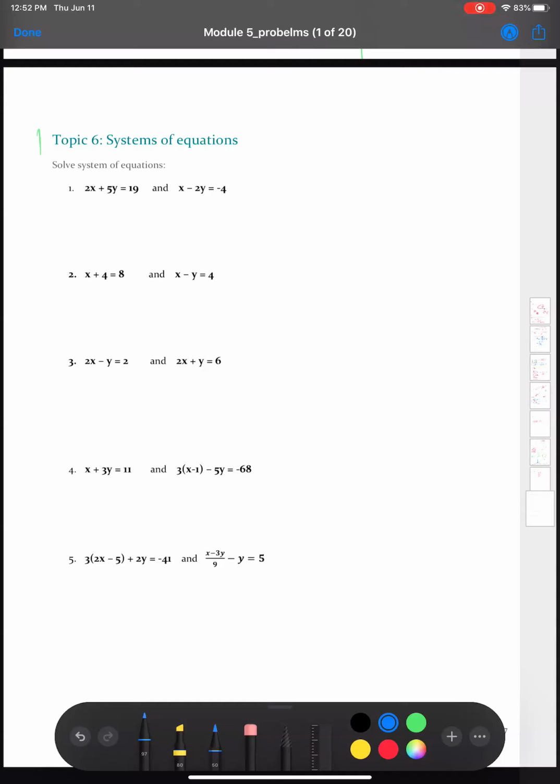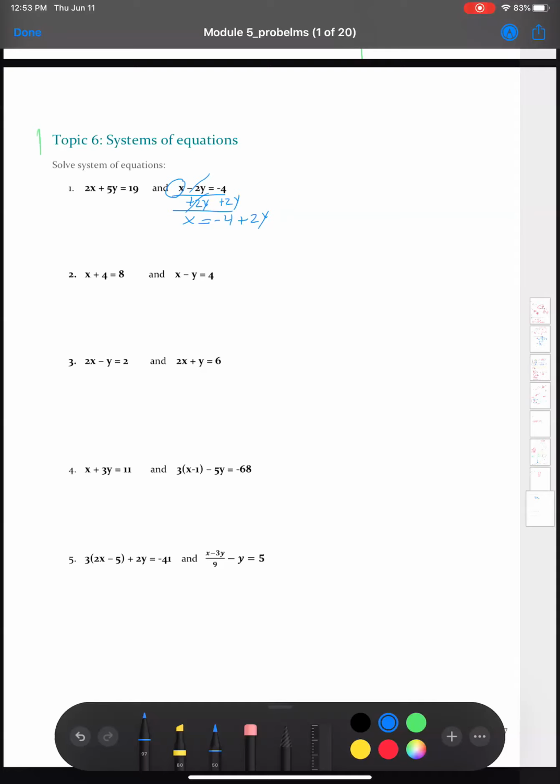So by eyeballing this, I like this equation right here because the x is already by itself. So that's what I'm going to do. I'm going to solve for x. I'm going to add 2y to both sides, because I'm trying to isolate this x. So we end up having x is equal to -4 plus 2y. So now what do we do?